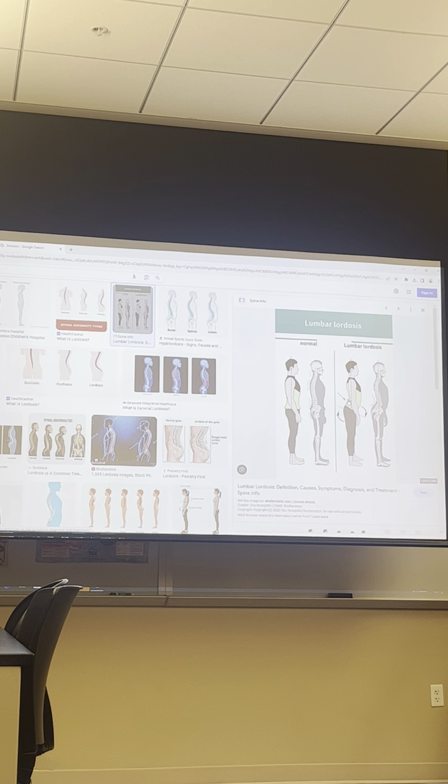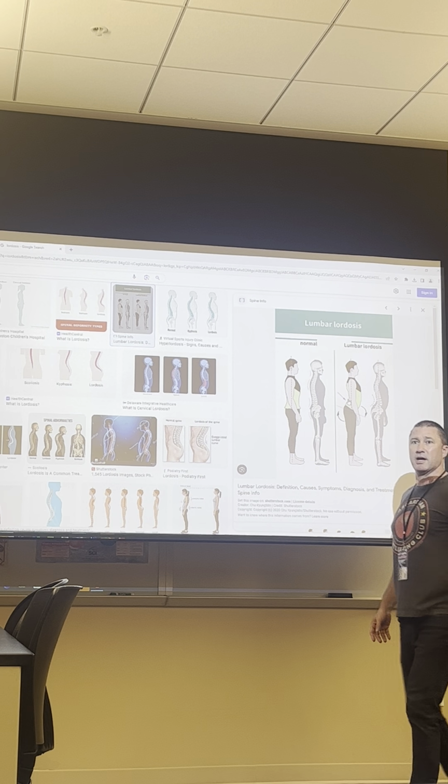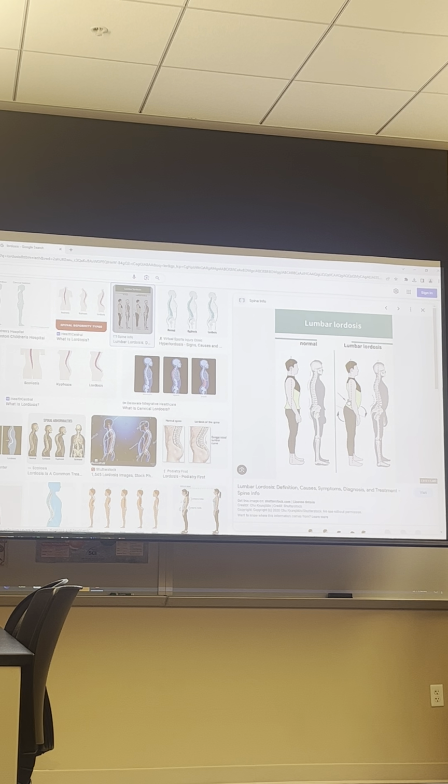What would happen with lordosis? You have that kind of thing going on. You might have weak musculature here, tight musculature here, right? Weak musculature here and here. So we would typically want to strengthen this, stretch these muscles, and strengthen maybe some of these muscles back here. Okay? And then we have scoliosis.